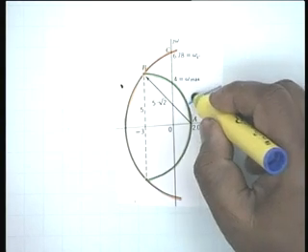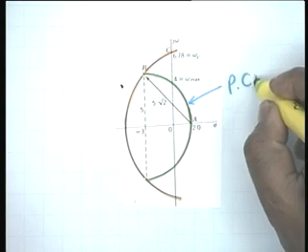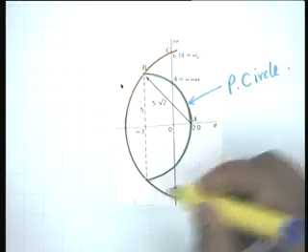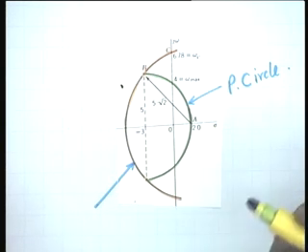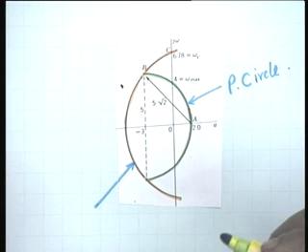And the easiest thing to do for solving this example is to take help of the 2 circles. One is the peaking circle, this is the peaking circle, the green one, and the other one, in absence of any other name, can you give it a name?